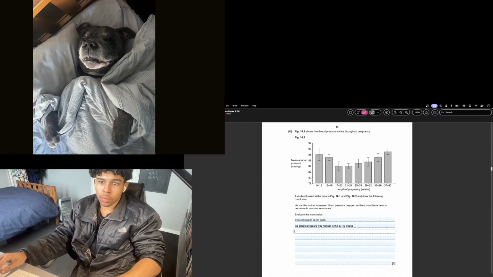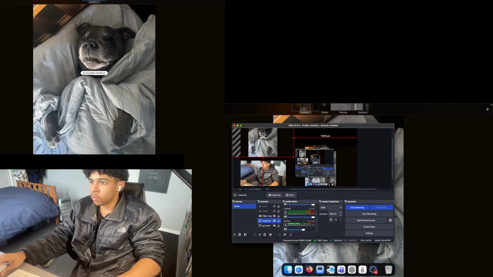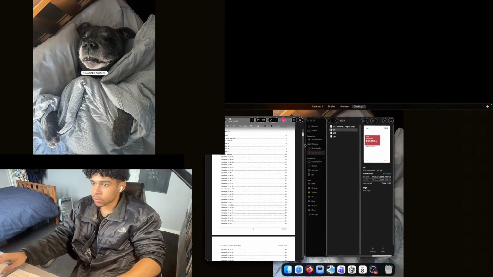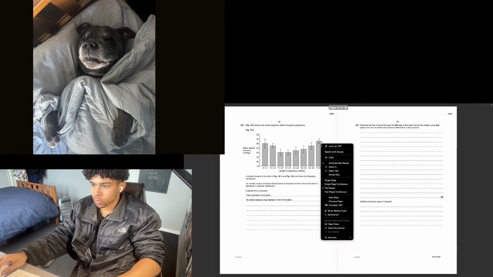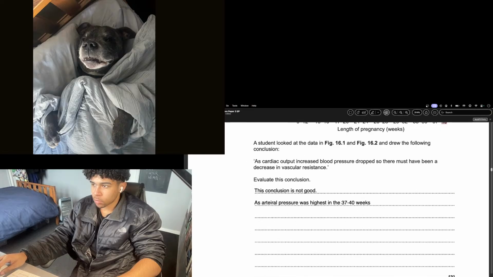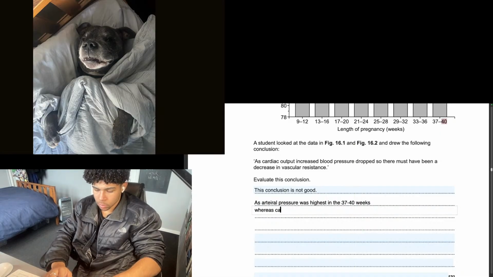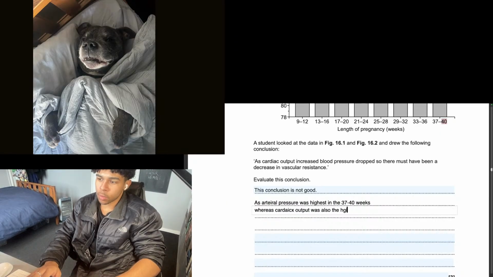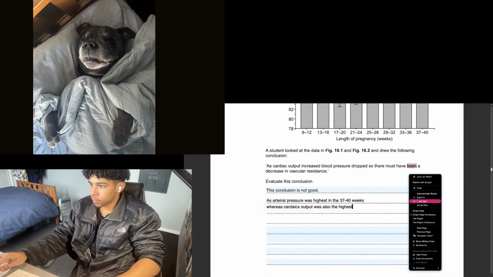Oh, bro, it glitches out like that. I've got to flip it, save it, and then reopen it. Hold on. Cardiac output was also the highest. Let me zoom out a bit.